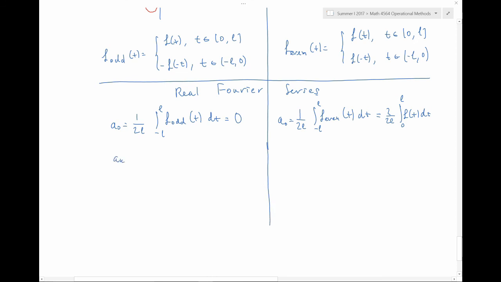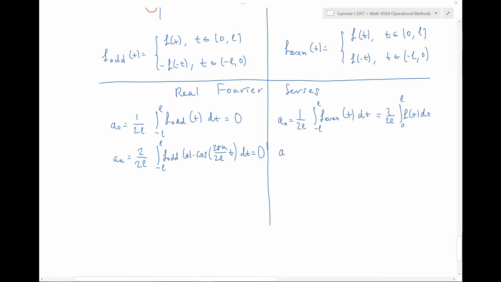Now let's look at the coefficients a_k. There were 2 over the length of the interval, the integral from minus L to L of the odd function times cosine of 2 pi k t over the length of the interval, 2L. But again, this integrates to 0 because f is odd, cosine is even over the interval from minus L to L, and therefore their product is an odd function. Therefore it integrates to 0.